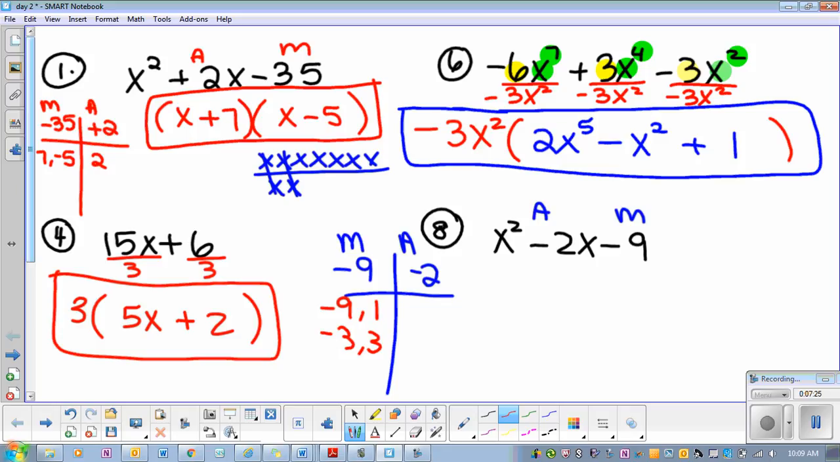But guys, is there any combination that's going to add to give you a negative 2? No. So, can you AM this? No. Can you even GCF it? No. So this one is a prime. You can't do anything to it, that is a prime. Alright?